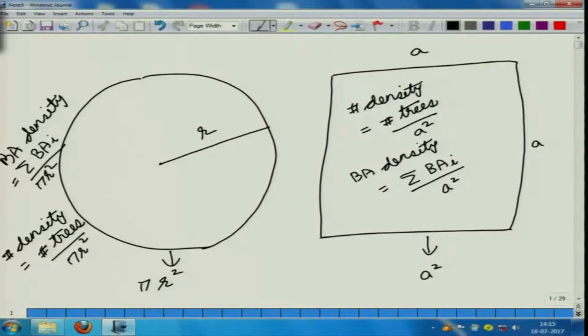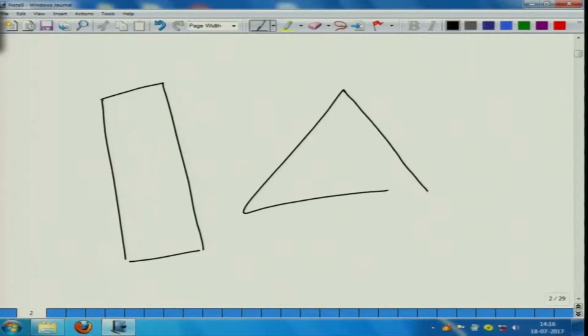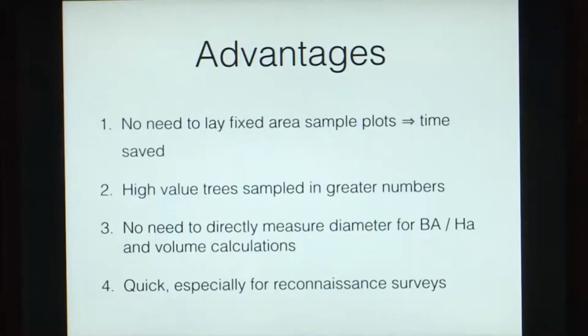Now, these are two standard ways of taking your fixed area sample plots, but you could also take any other area. You could take it in the form of a rectangle, or a triangle, and so on. However, circular and square sample plots are traditionally the most common. Now, coming back to the slides, what are the other advantages of point sampling?